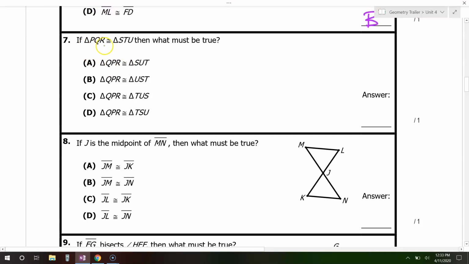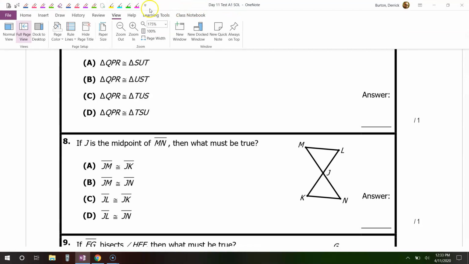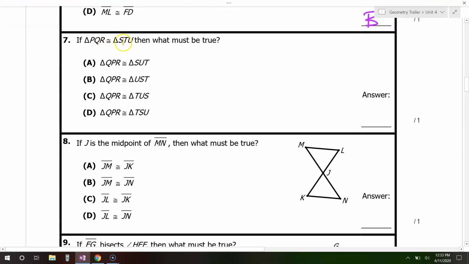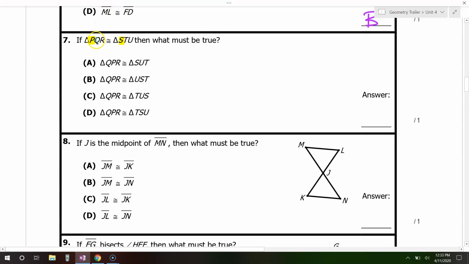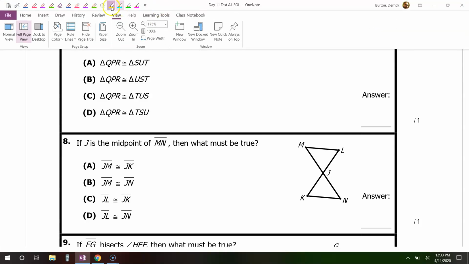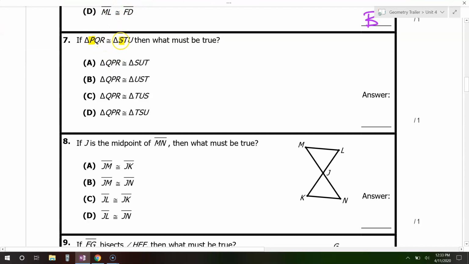If triangle PQR is congruent to triangle STU, then what must be true? Well, let's color code this. P corresponds with S. I should do this all the way down. P corresponds with S. So here's P and here's S. Those are not in the same position, so A is already out.